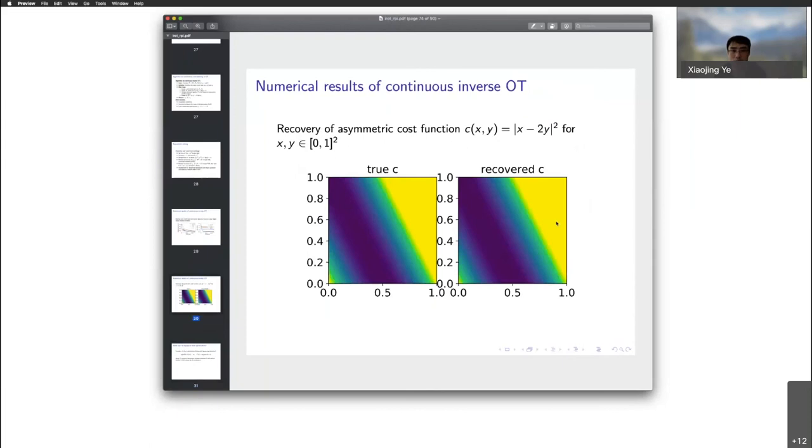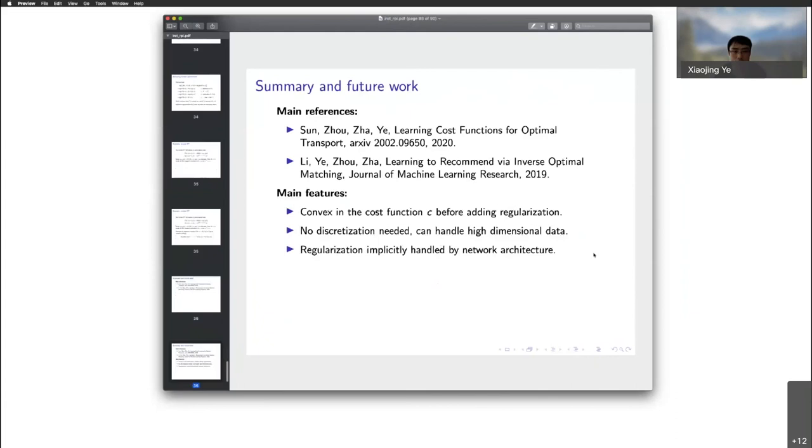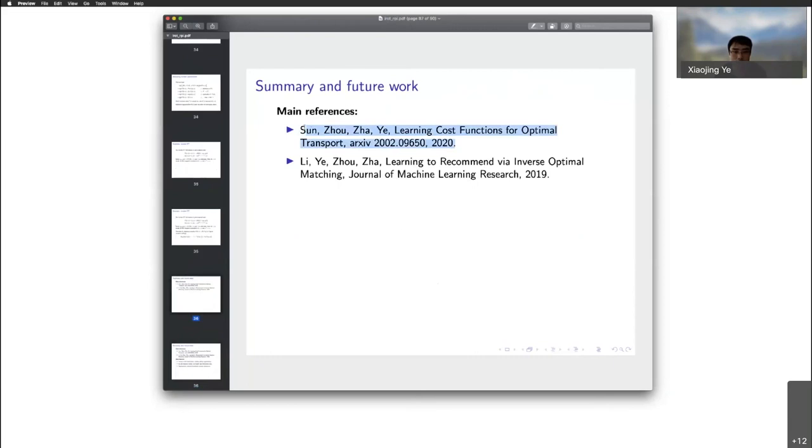Our student also did some experiments on color transfer, which I didn't include here. But I'm pretty satisfied with the results we got so far, which tackle both the continuous and discrete cases. The algorithm is really fast and efficient, and we can recover some really strange costs. And I think that's all I want to say. This is the reference that I mentioned. This talk is based on the first paper here. Then I guess that's all.